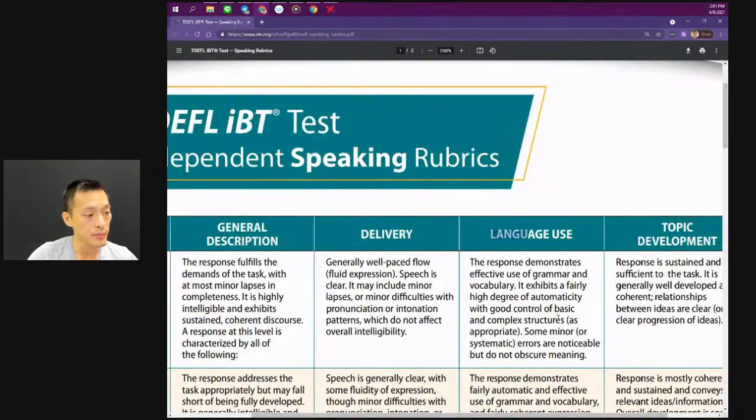Anyway, this one is basically the grammar, right? Your language use. So you need to use the right grammar. You need to use the right vocabulary for the kind of things that you are discussing, right? And then the last one is topic development, right? So the response not only has to fulfill the task, but the response also has to be sustained and sufficient to the task and well developed in a coherent manner. So basically, you can't just fill the 45 seconds with nonsense. You actually have to answer the question in a logical manner.